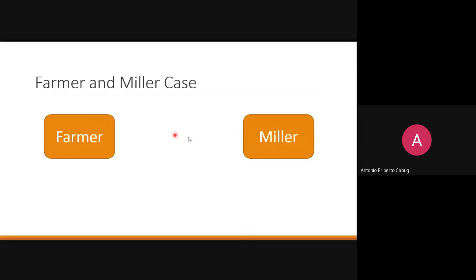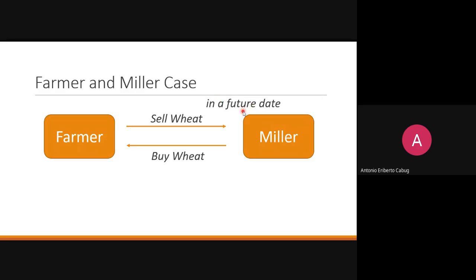So, farmer and miller. The farmer would sell wheat to the miller, and of course, the miller will buy the wheat. The farmer is the seller of the wheat. The miller is the buyer of the wheat. What is the problem faced by the farmer? The farmer is very much concerned. What if, by the time the harvest season comes, the price of the wheat in a future date goes up? The farmer will be very happy, but the miller will not be happy about that. It will benefit the farmer, but it will be at a disadvantage for the miller. The miller will have to pay a higher price. The miller is now worried.